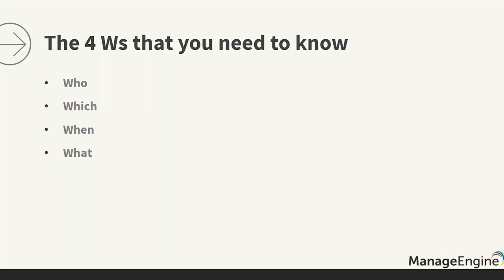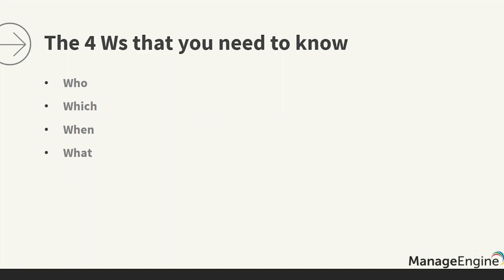And this is where the four vital W's come into the picture. You can see this on the screen: who, which, when, and what. That is, who made the change, which object was changed, when was the change made, and what the new value is versus what the old value was, which is where you can compare the change of the object. You need to know the changed value, that is what the value is now, versus the value before the change. These are the four vital W's that you need to stay on top of to know exactly what is going on in your Active Directory structure.